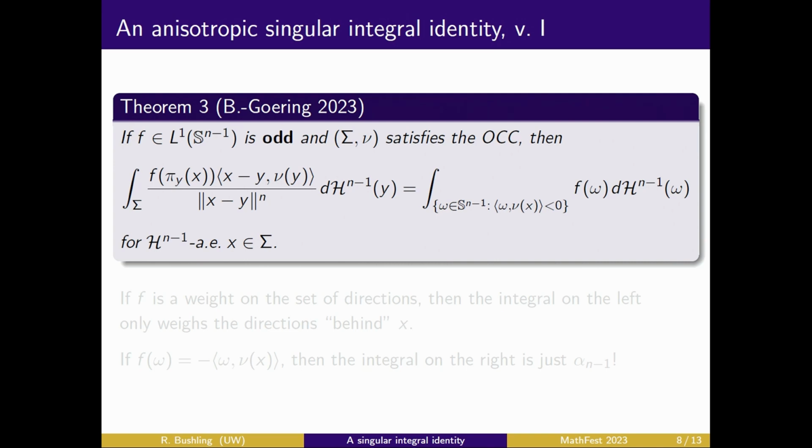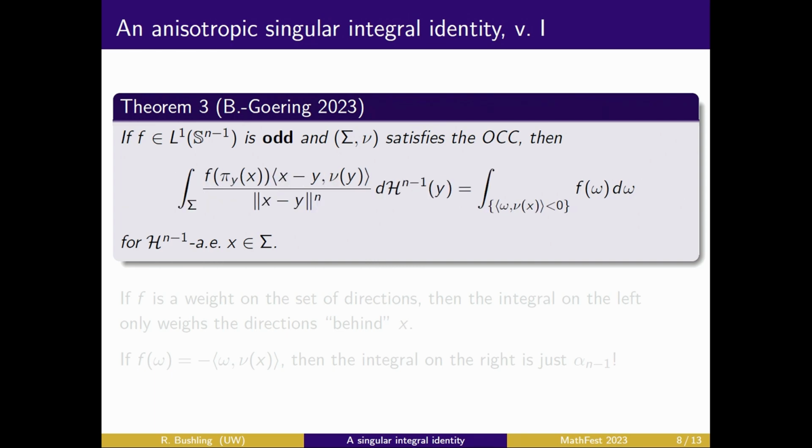So it's an integral over a hemisphere. I'm going to abbreviate this now. What I'm doing is integrating f over a certain hemisphere. And what's that hemisphere? It's the hemisphere behind the normal vector nu of x. So if this is nu of x, I'm integrating over this hemisphere here.